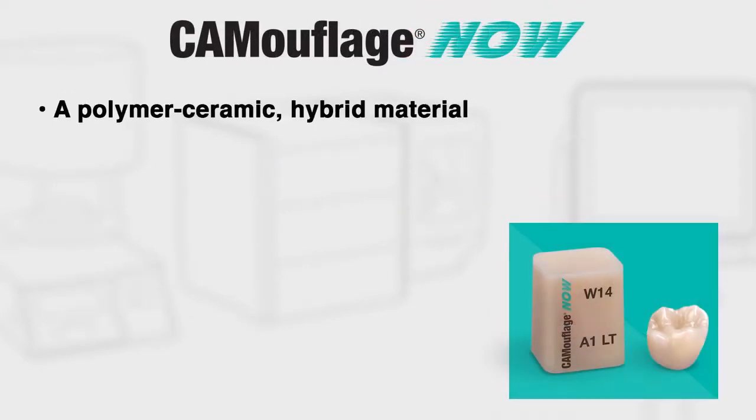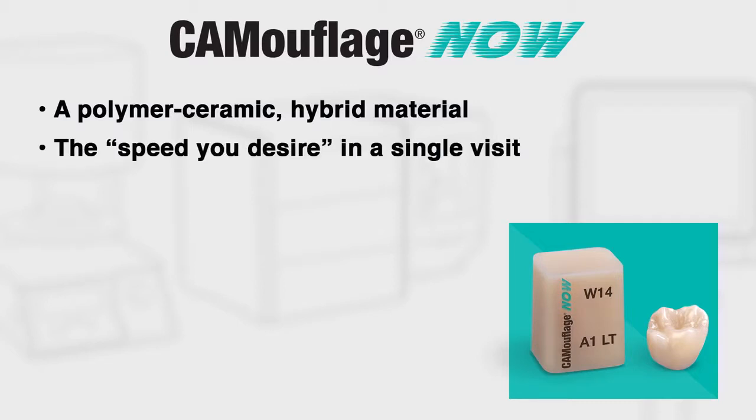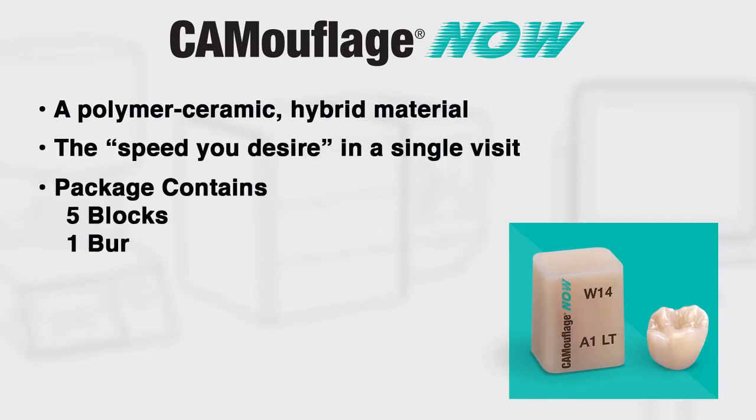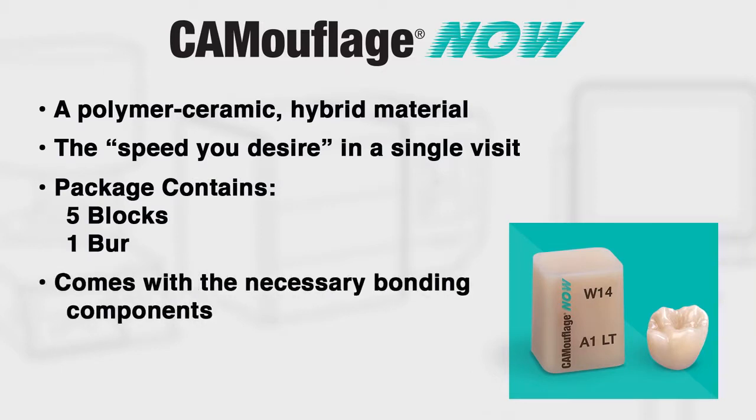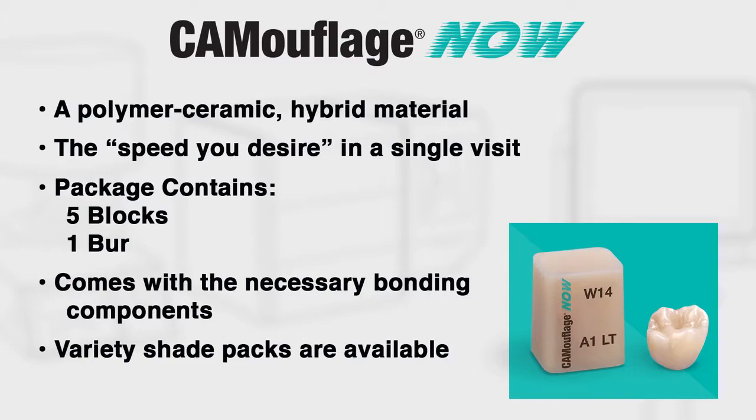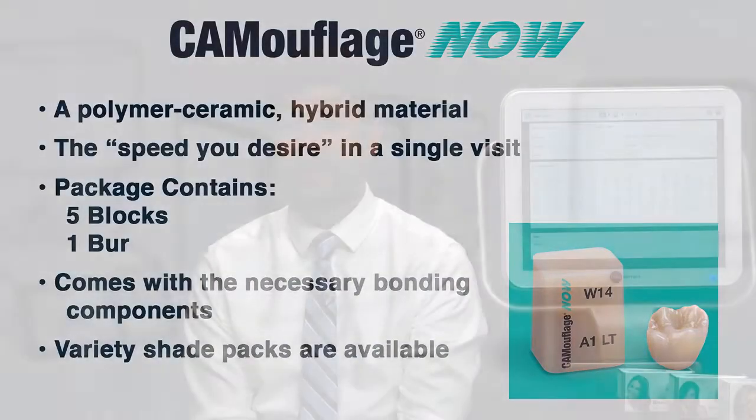Camouflage Now is a polymer ceramic hybrid material that mills quickly and has a high resilience. It provides you with the speed you desire, all in a single visit. Camouflage Now comes in packs of 5 and is accompanied with the necessary bonding components. Variety shade packs are also available. Like Obsidian Classic, the burrs should be changed after every 5th restoration.